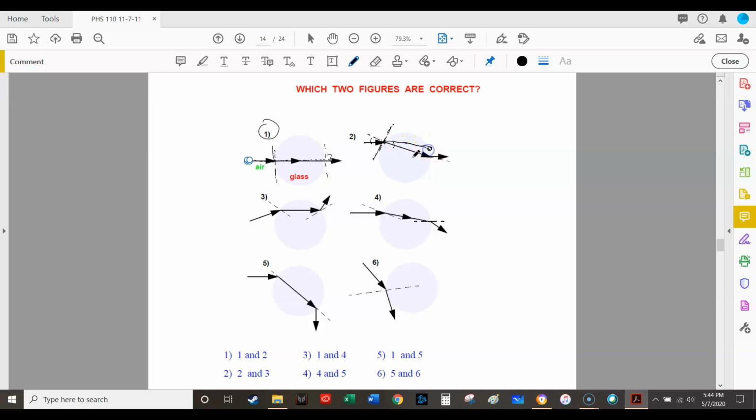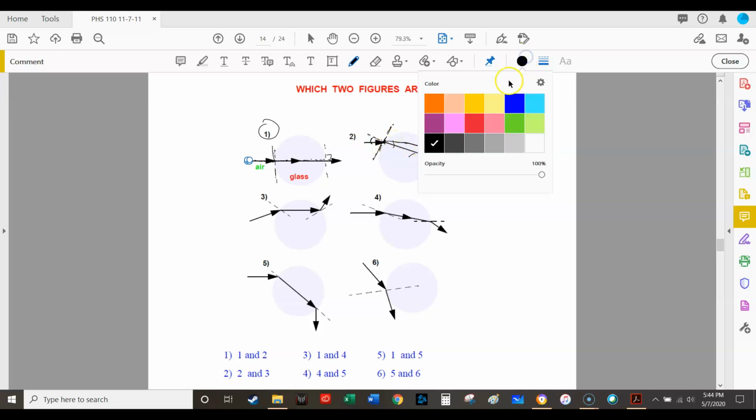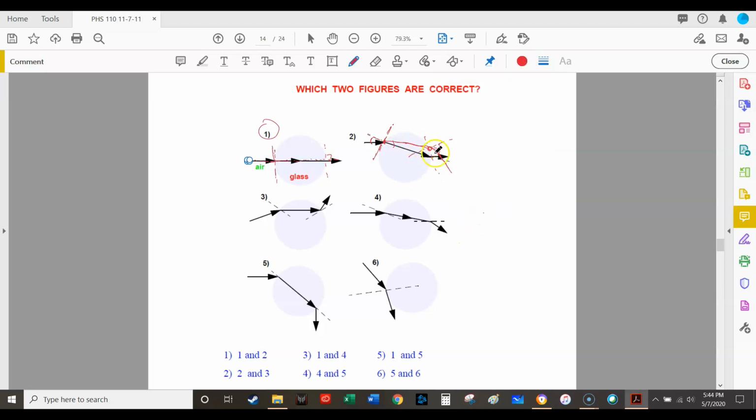And now it's going to hit again. And the interface is going to be right here. And then it should be bending out away from that normal. Okay? Whatever this angle is here. So that should be the correctly drawn answer. And I should use a different color just to show our corrections. All right, so number 2 is incorrect.